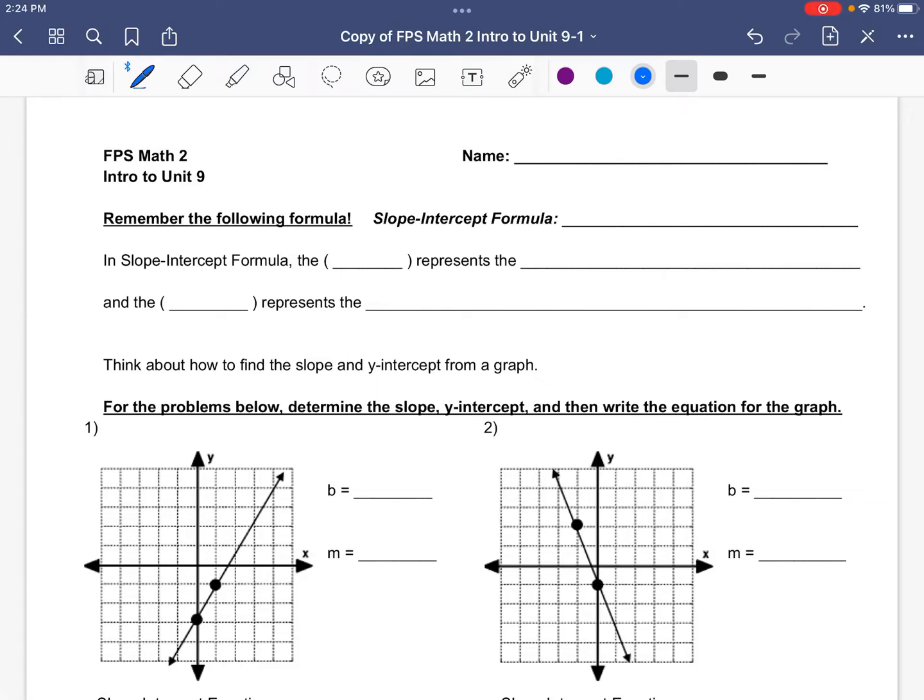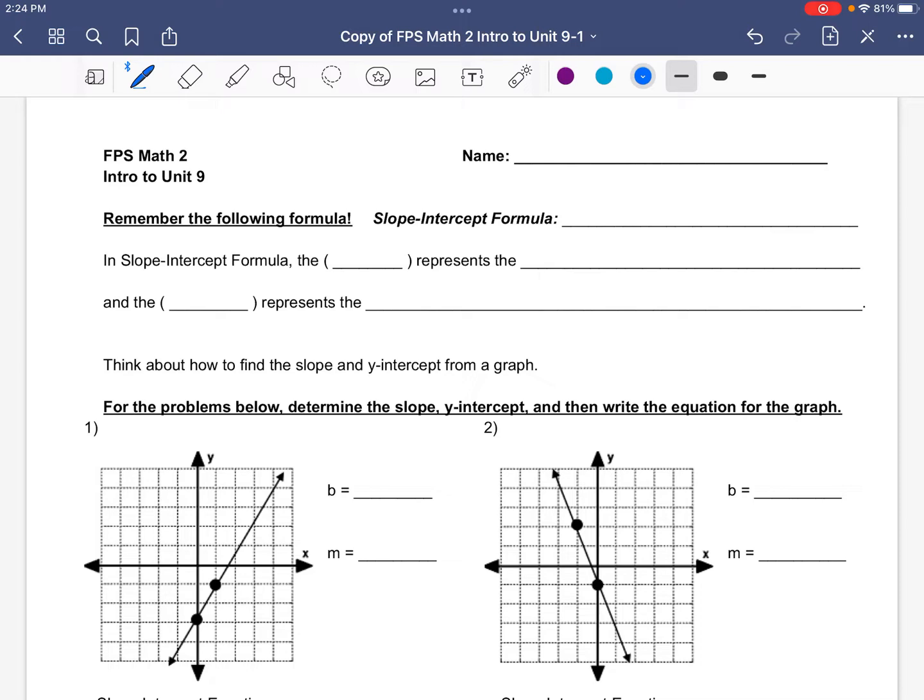Good morning, everyone. So what we're going to be doing today is we are going to intro Unit 9, which is going to be all about quadratics. Originally in Unit 8, we did a lot of things about linear forms and some exponential forms, so we will get to that, and if you want to work on some remediation for that, we could possibly do that later this week or next week.